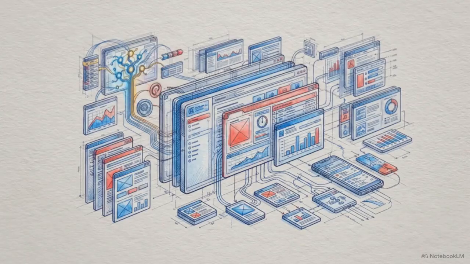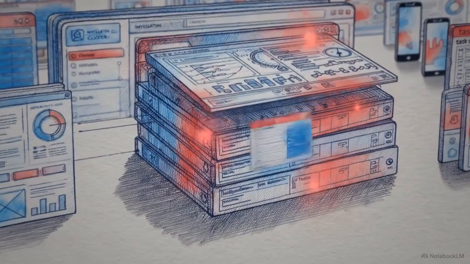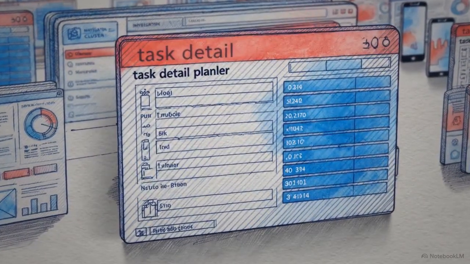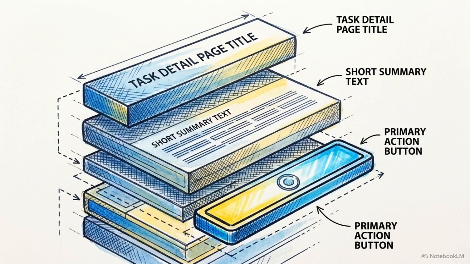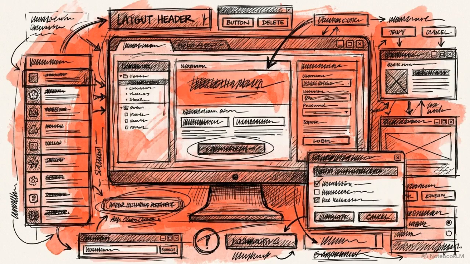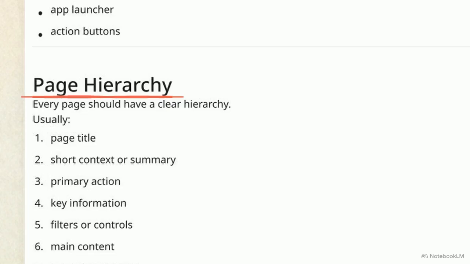Zooming in even closer, we hit the micro layer, the granular layout of a single screen or task detail page. At this scale, there is a golden rule. If every single piece of information on the screen looks equally important, the user's brain will freeze trying to sort it out. This list establishes a strict 7-step visual hierarchy to solve that.